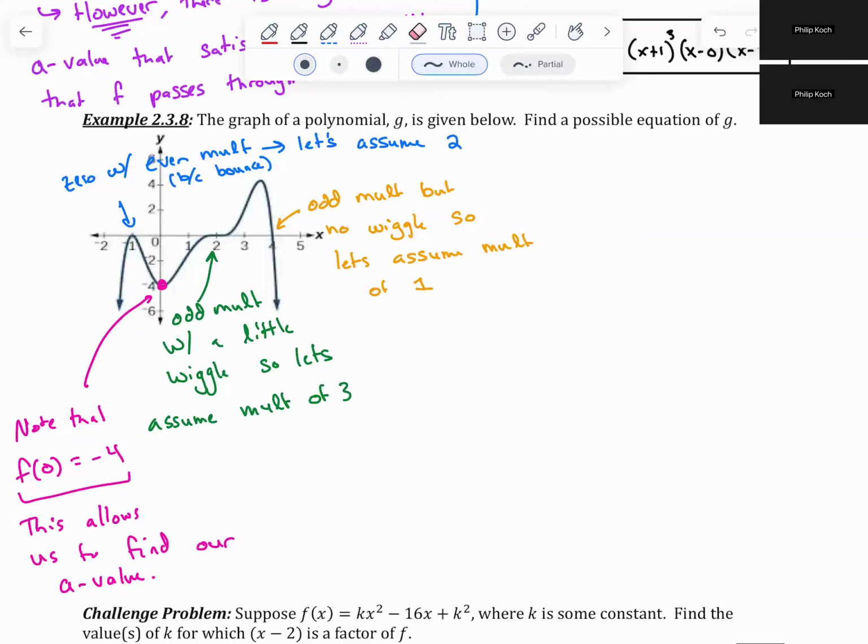Okay, so on to this one. The graph of a polynomial g is given below. Find the possible equations. We talked about it. We know its end behavior, and based on its end behavior, what degree is it? Is it even or odd degree? It must be even because both ends are pointing the same direction. Even degree polynomials either point both up or both down.